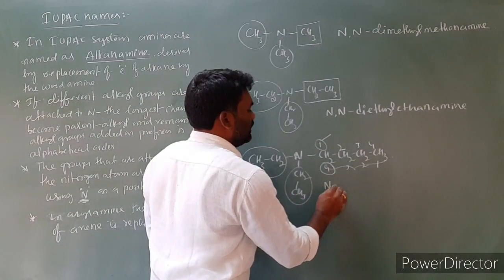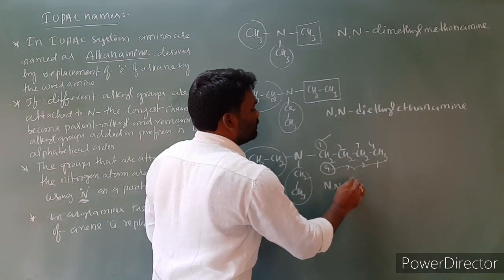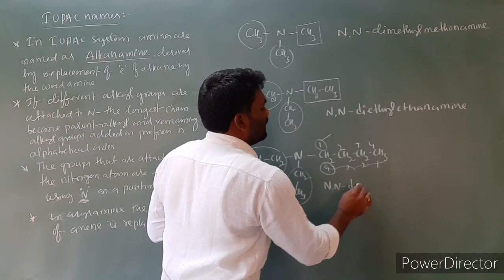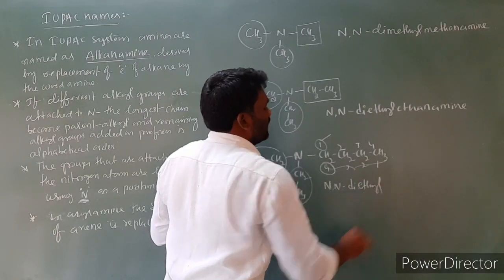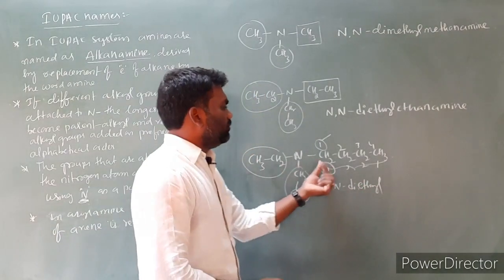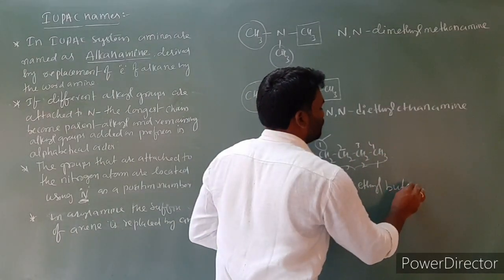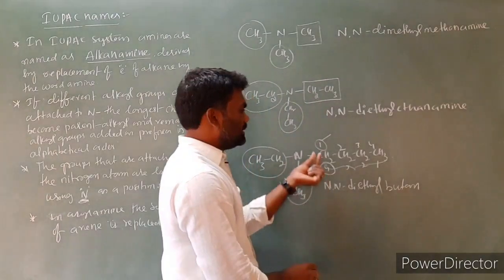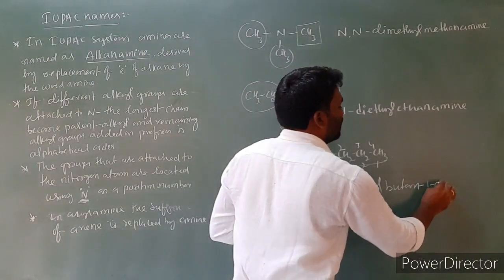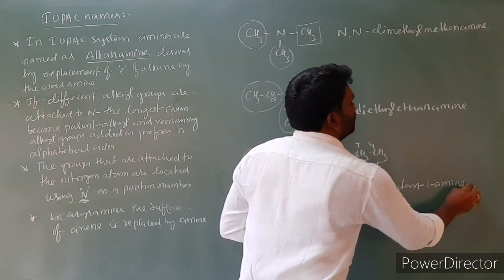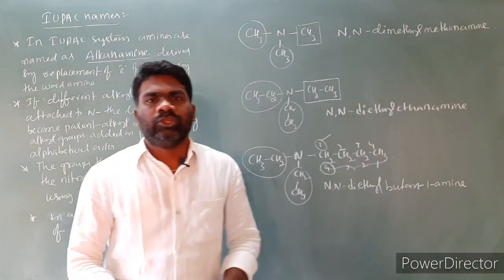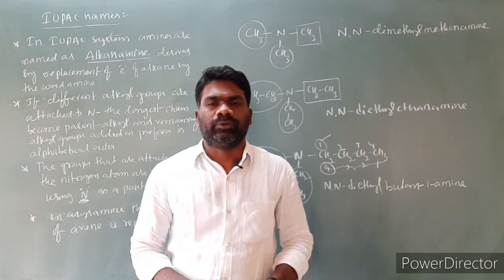Then we have to write N, N-diethyl. 1, 2, 3, 4, four in the sense butane. Butane, which position is the amine in? First position, 1-amine. Butane-1-amine. This is the IUPAC name of this compound.